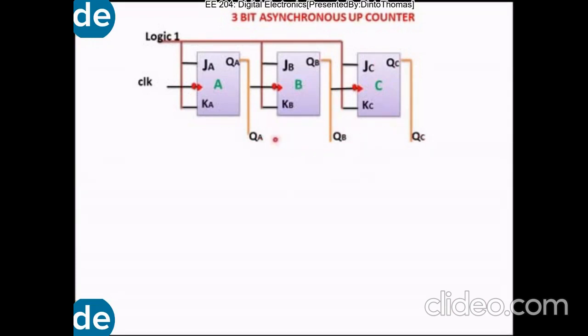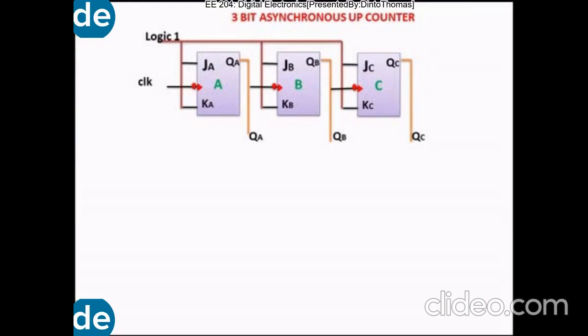QA, QB, QC are termed the outputs of this counter, and we are providing logic 1 to J and K of every flip-flop to maintain it under toggle condition. In this figure itself, it is very clear that the clock pulses are being generated from the previous flip-flop, and that is forwarded to the next flip-flop to activate it according to the type of triggering.